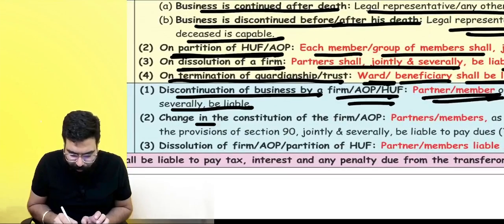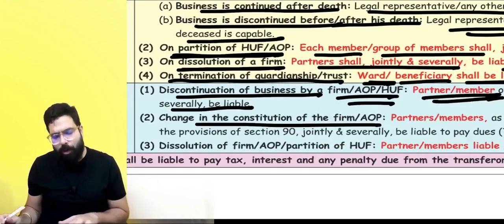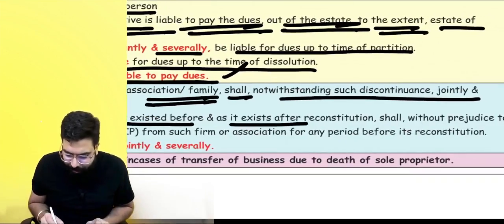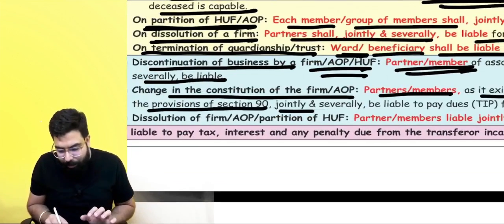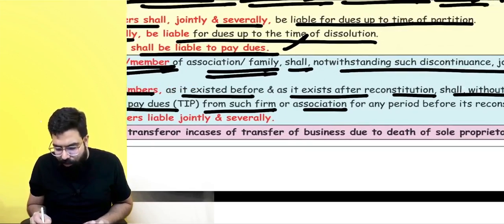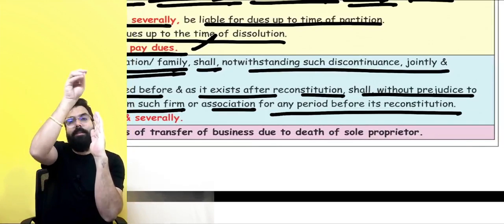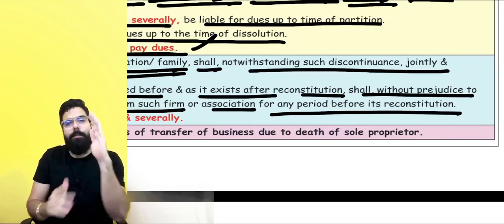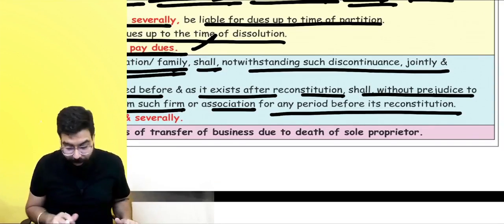Sir, change in constitution of the firm. For example, ABC was there, C went off and D came in. Change in constitution of the firm or AOP has happened. Partners or members as they existed before and as they exist after reconstitution shall, without prejudice to the provisions of section 90, be jointly and severally liable to pay the dues of such firm or association for any period before reconstitution. So whoever is the new partner and old partner, A, B, C is gone, D has come new, A, B, C, D, all four will be liable for the dues up to the date before reconstitution, whatever the tax, interest, penalty dues were there.